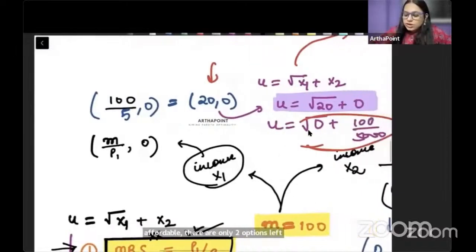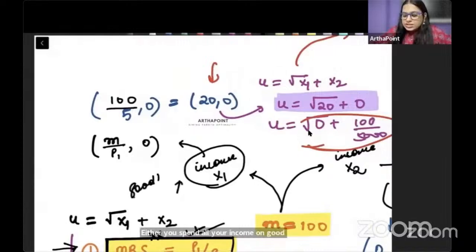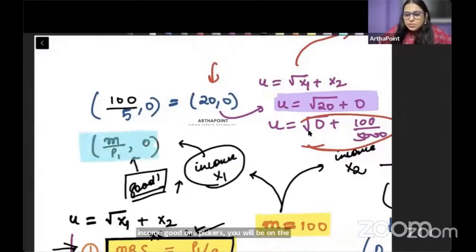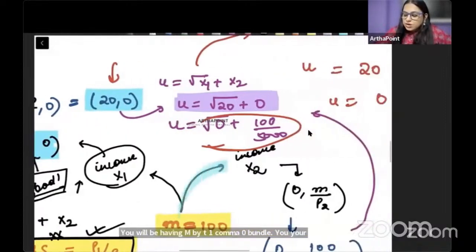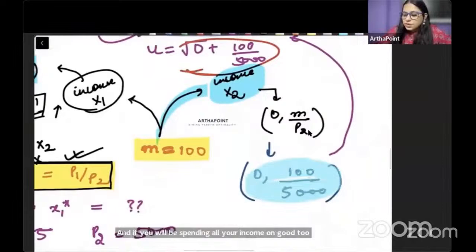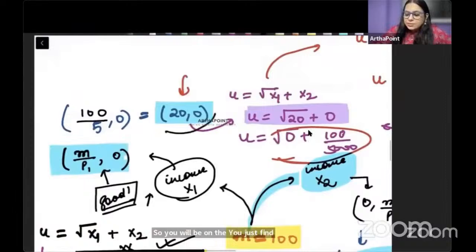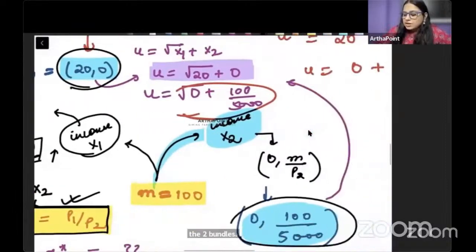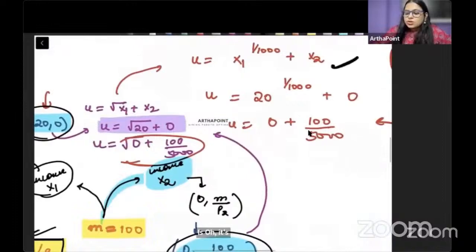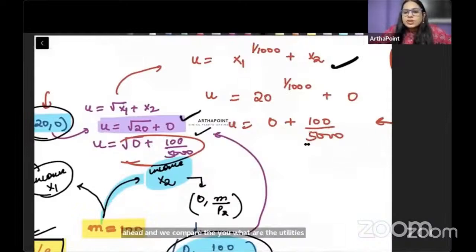Either you spend all your income on good 1. If you spend all your income on good 1, you will be on the x-axis, with the bundle M by P1, 0. So your bundle will be 20, 0. And if you spend all your income on good 2, you will be on the y-axis and your bundle will be this. You just find out the utility of the two bundles. We found the utility of this bundle and of this one too, and we compare the utilities. These are the steps that you need to take.